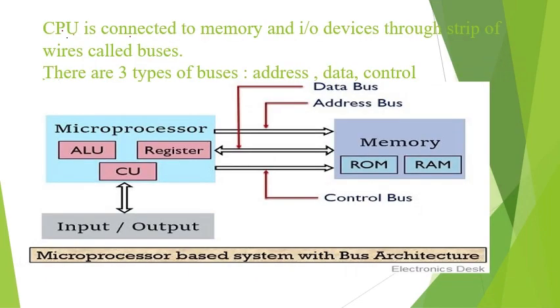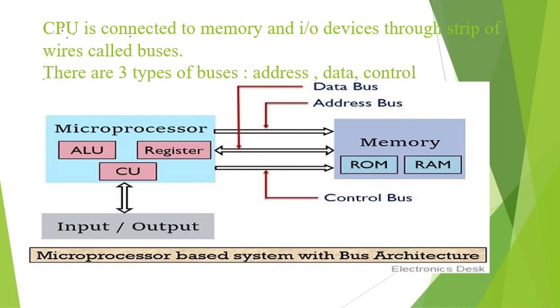We just saw that there are three parts of a computer: CPU, memory, and input-output devices. The microprocessor is connected to memory and input-output devices through strips of wires. These wires are called buses. There are three types of buses: address bus, data bus, and control bus.